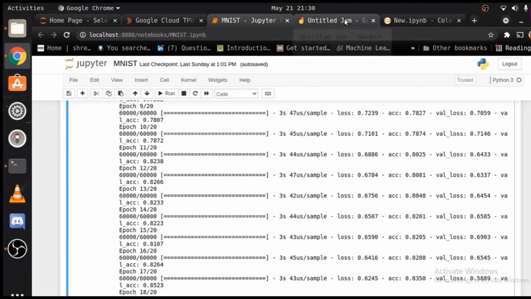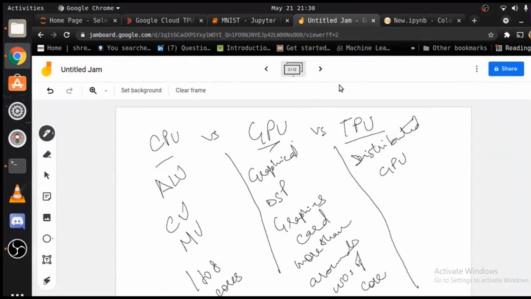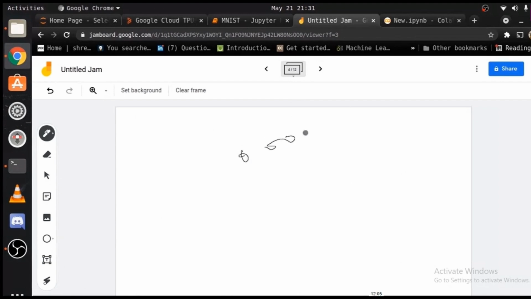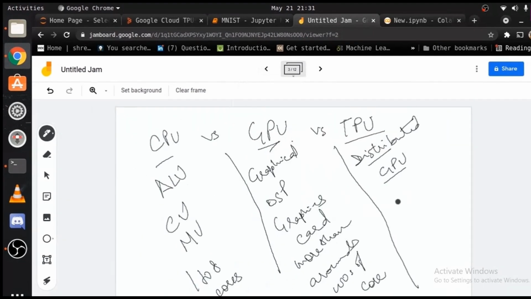Sometimes you have training that goes on for 3 hours, 4 hours, 5 hours. In that case we require a distributed GPU. What a distributed GPU basically does is, let's say it has a lot of GPUs. You put the data somewhere, and it will distribute it among all the cores. Again, it has many cores, more than a GPU.